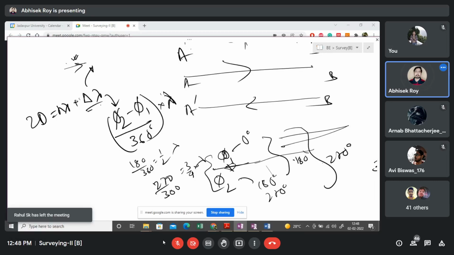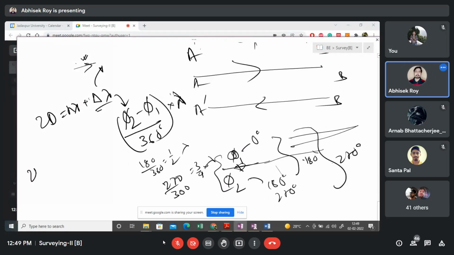Yes, sir. Okay, so in this way we can calculate 2D, which is basically n lambda plus delta lambda, which is basically phi 2 minus phi 1 by 360 degree into lambda.